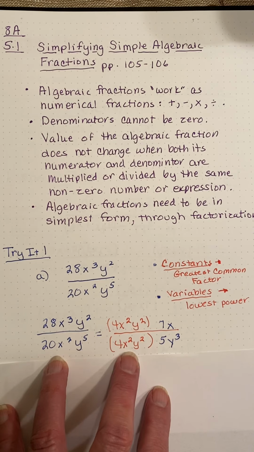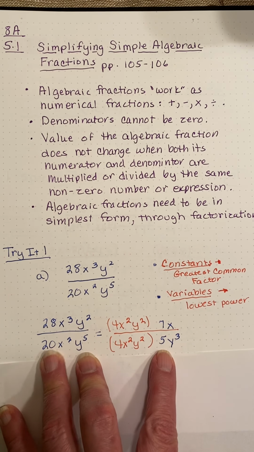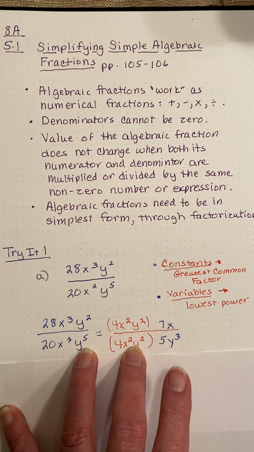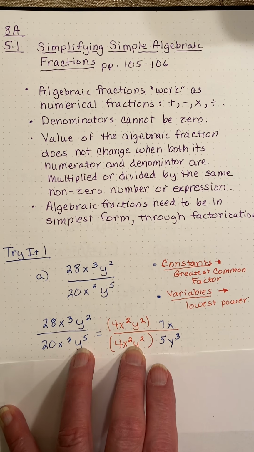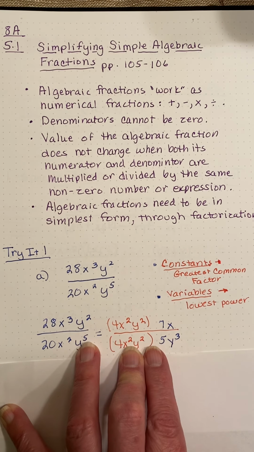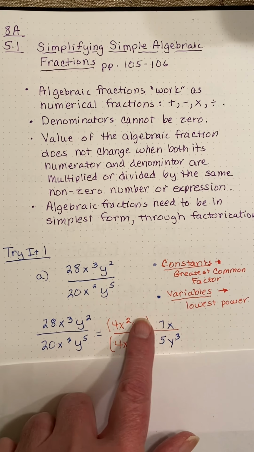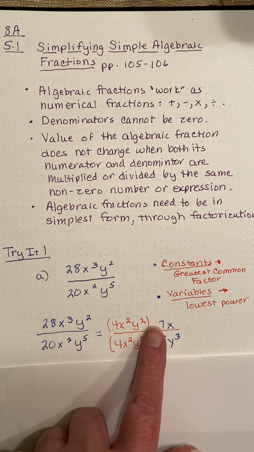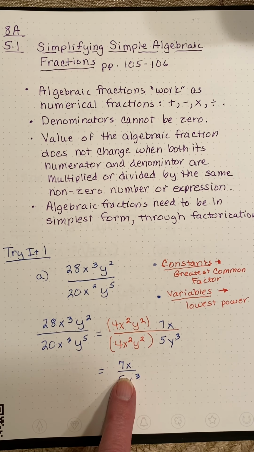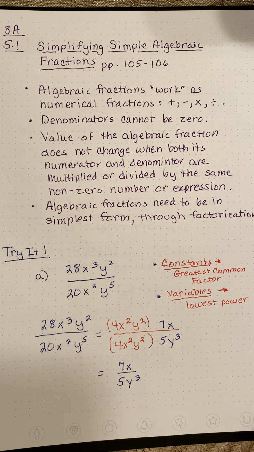Doing it the same way on the bottom, 20 divided by 4 leaves me with 5. X to the seconds disappear. Y to the second, taking it out of y to the fifth, leaves me with y to the third because I simply subtract my exponents. 5 minus 2 is 3. So this goes away because that's just 1, and I'm left with that. My solution is 7x over 5y to the third. And that's my answer.